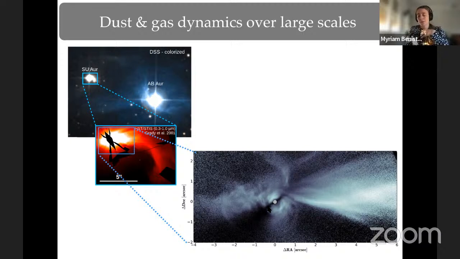And we found that there is this dark lane here. And as I was mentioning before, we interpret this dark lane as tracing the shadow from the misaligned inner disk. So the connection we try to make is whether this outer feature and this misaligned inner disk are related.